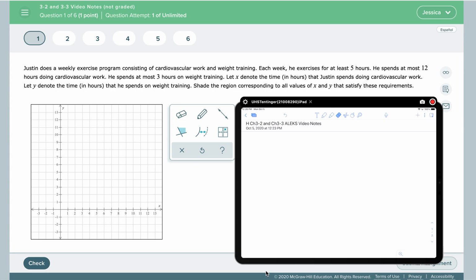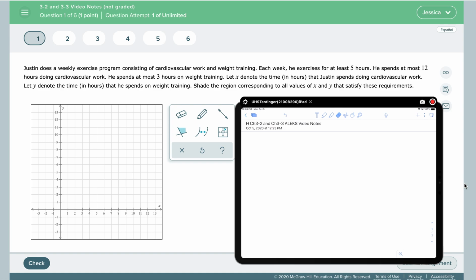Alright, so in this video, we're just going to go through the word problems, and I'm going to show you how you would enter them into ALEKS. And I've also included my iPad here so you can see what I would be doing on paper before I'm ready to start answering the question. So go ahead, pause the video, read through the problem, and set it up.